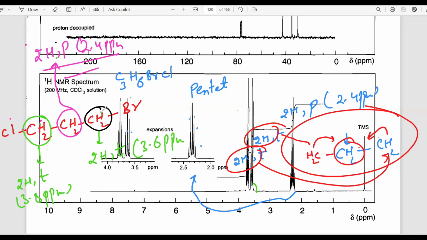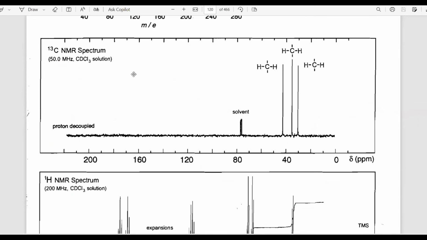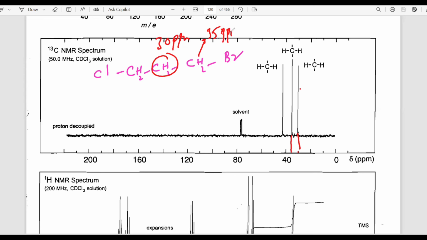So this is the structure of this unknown compound. Let me write the structure again, and let me write the carbon-13 values. So CH2, CH2, CH2, Br, and Cl. This first CH2 is going to appear roundabout at 30 ppm. This one is appearing roundabout 35 ppm, so 35 ppm would be this one. And it is appearing at 42 ppm, so 42 ppm is this one. So you have to write the structure like this.